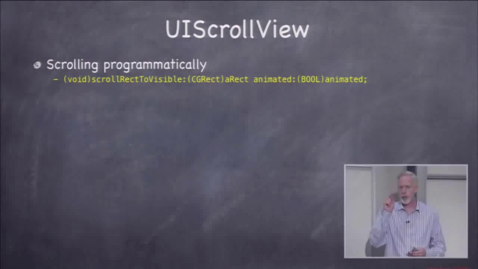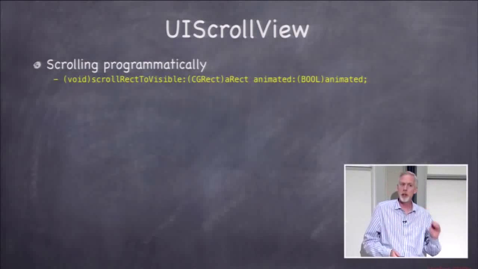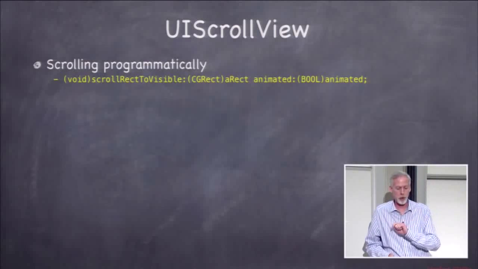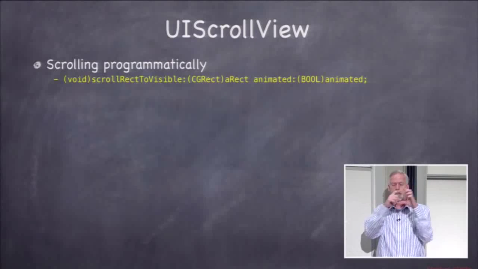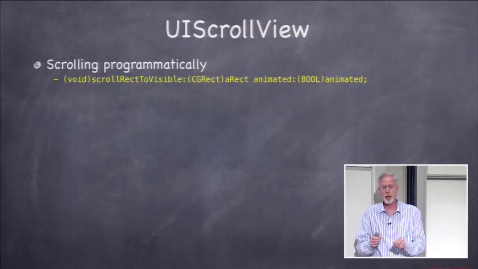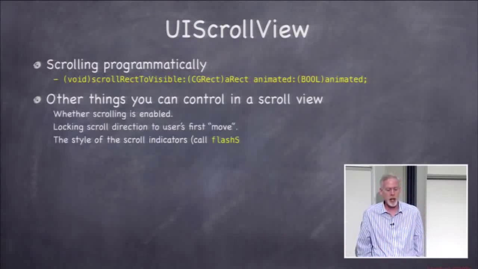Most of the scrolling around is the user with a touch gesture panning, but you can also scroll around using code. For example, scrollRectToVisible. You specify a rectangle in the content area, and it will scroll to make that rectangle visible. And you probably want it to be animated, so it slides over instead of just jumping, right?